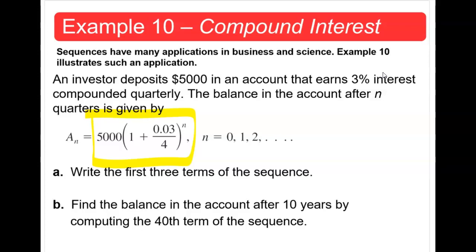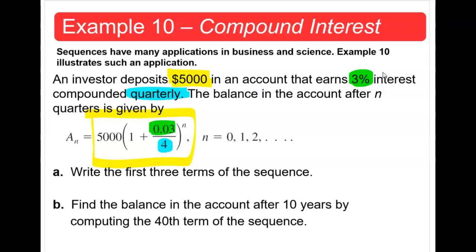So we have here the deposit or the principal is 5,000. And then the 3% interest converted into a decimal is 0.03. Then because the interest is compounded quarterly, that means that this is equal to 4.